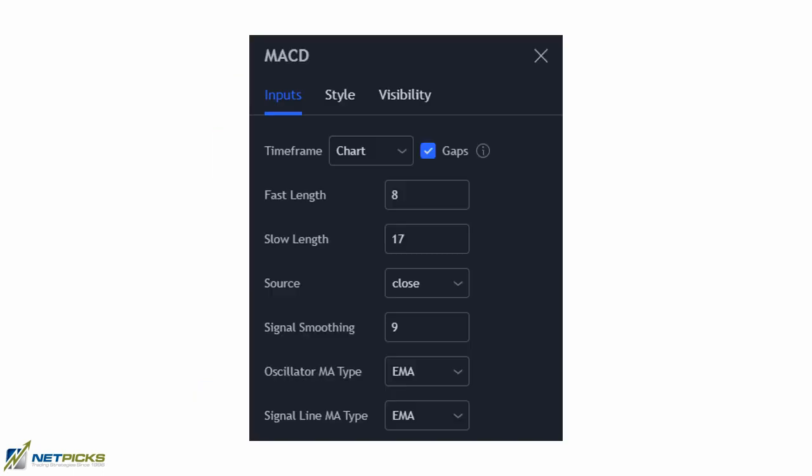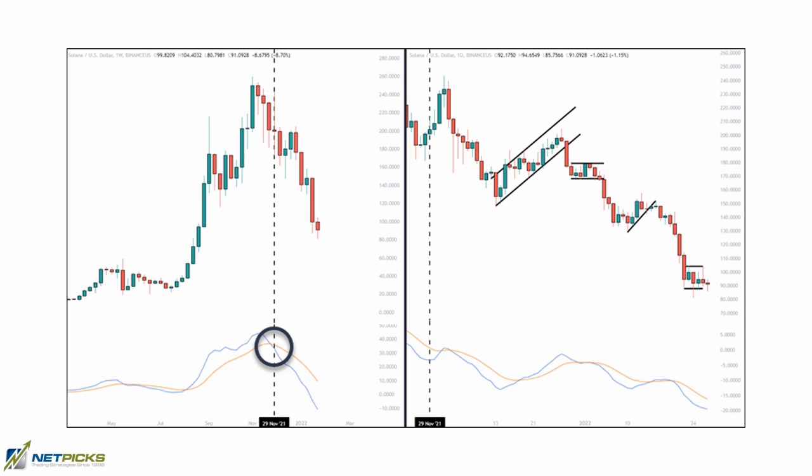Now the settings are going to be a little bit different: 8, 17, and 9. You can see that those are just a little bit faster than the default settings. But that makes sense, as a slower MACD will give up a lot of price movement before the weekly changes trend. So the chart on the left here is a weekly chart using those different settings we just talked about.